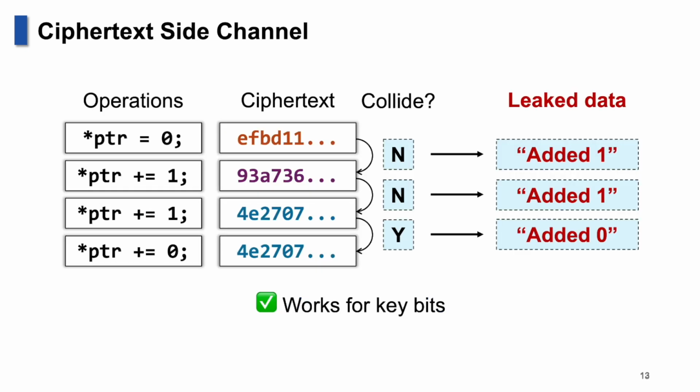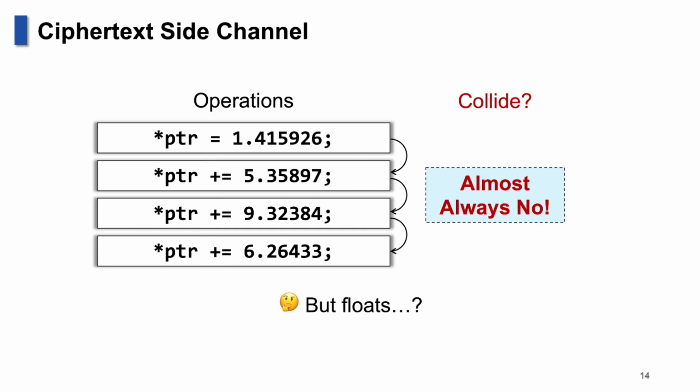For example, when you're processing a bit stream, which can be the case for cryptographic keys, the attacker may be able to observe the changes in the encrypted memory and determine the value of each bit, and eventually steal the key. But while that works well for bit vectors, it's not the case for neural networks. The data in DNNs are usually floating point numbers, which have much wider ranges for values, so collisions almost never happen. So is that the end of the story?